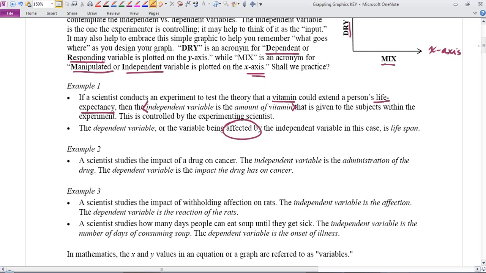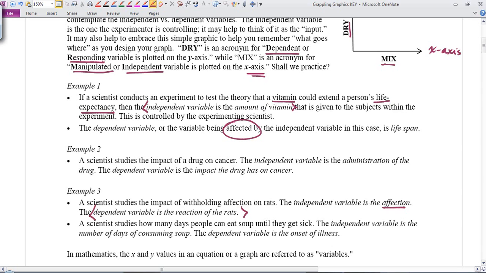So maybe third time will be the charm. A scientist studies the impact of withholding affection on rats. You know, they're adorable creatures. So the independent variable is going to be the affection, because that's what's being withheld, that's what's being manipulated. But the dependent variable would be the subsequent reaction of the rats to that deprivation of affection.